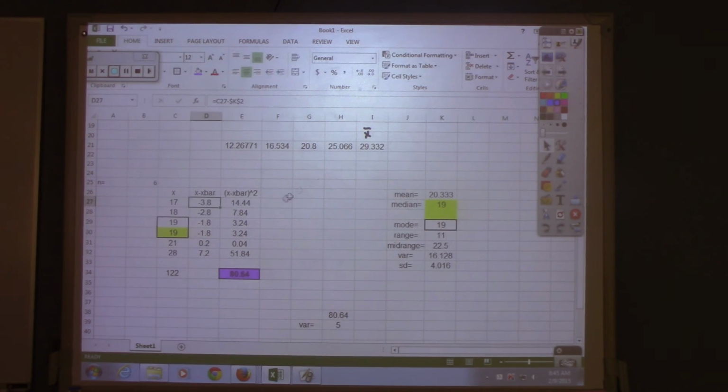And then let's go over here and check equals this number. I don't know why it's doing that. Equals, what is that, C27? C27 minus this guy is F4 and enter. And y'all check my math, make sure that's correct. And there's your numbers there.